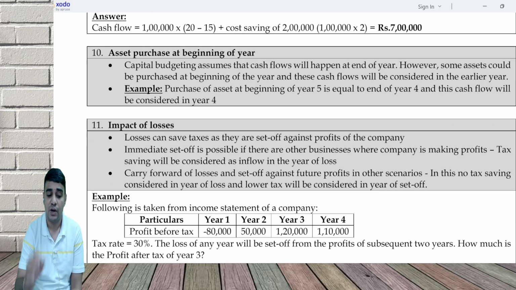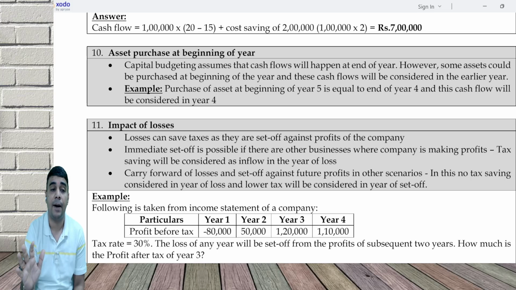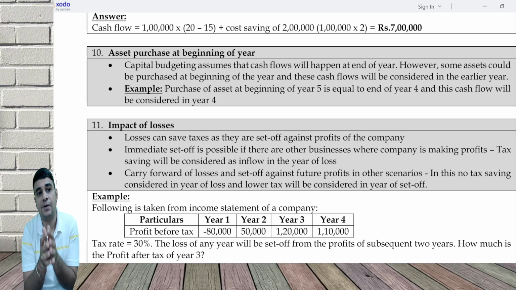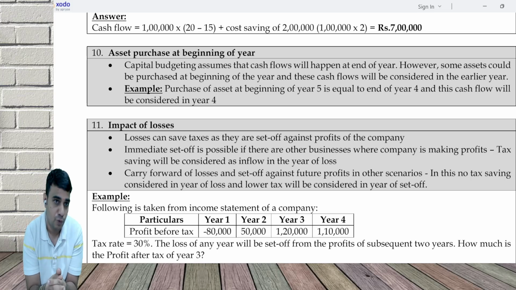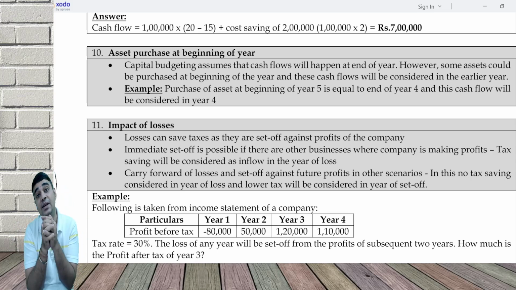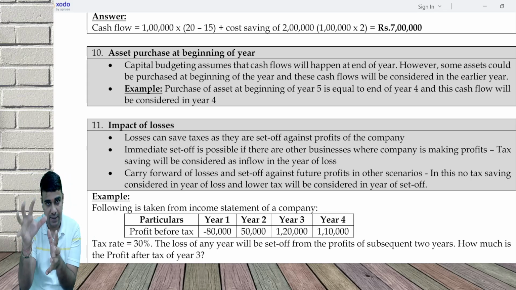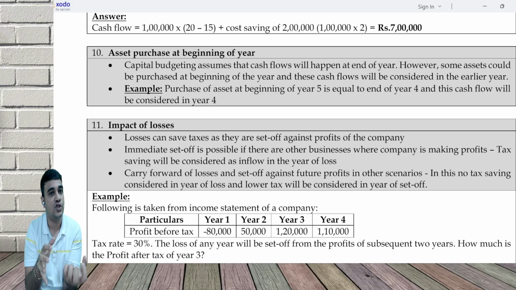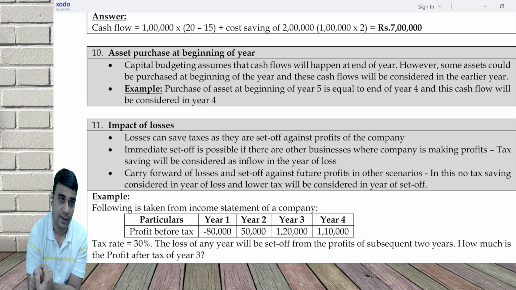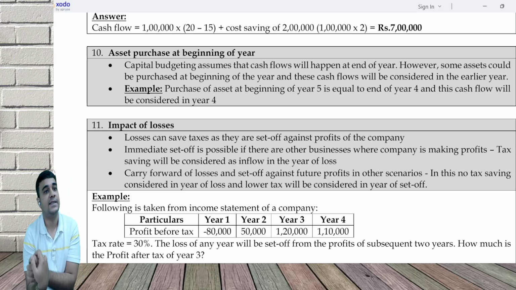Impact of losses. Losses have a significant impact. Whenever an organization suffers loss because of a new project, I'm talking about a new project, not overall loss, okay? Because of a new project, it can save income tax for the company. How can it save income tax? If my other projects are making profits, I'll set off this loss against the other profits and reduce my tax outflow. Any reduction in outflow is an inflow for us.